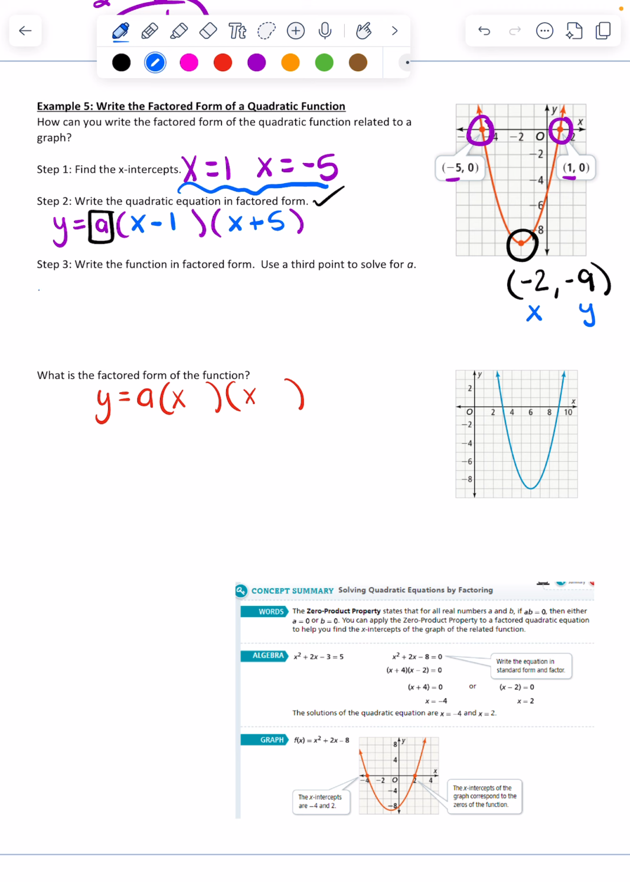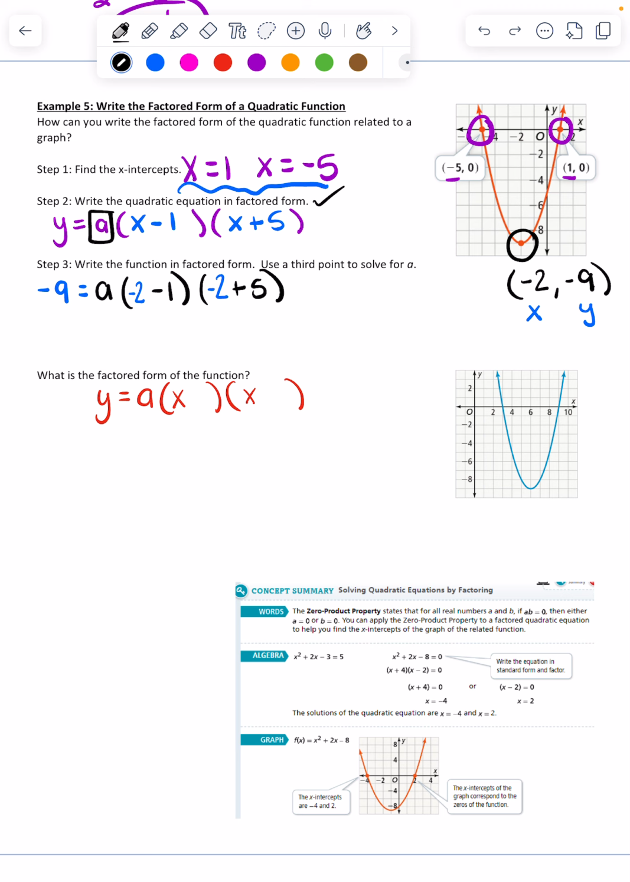So I'm going to go ahead and rewrite that now. -9, we're plugging in for y. A is the only thing that we should have missing. X minus 1 was our first factor, x plus 5, except I want to now get rid of those two x's and plug in our x coordinate that we chose, -2, -2. All right, notice how we finally just have one value missing. That's exactly what we want. If we have more than one unknown, we're not going to be able to solve for anything. That's why we have to plug in our third point.